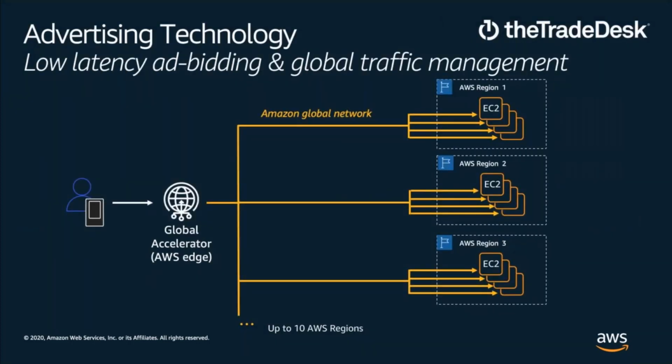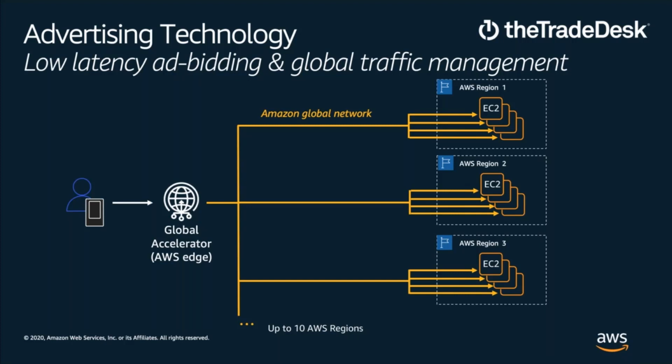Another use case is advertising technology. Trade Desk is an example of a customer that has been using us for a while for this. Here the benefits are both low latency, for ad bidding or ad delivery, but also global traffic management. And this aspect of global traffic management is not only applicable to advertising technology, but Trade Desk has been using us this way.